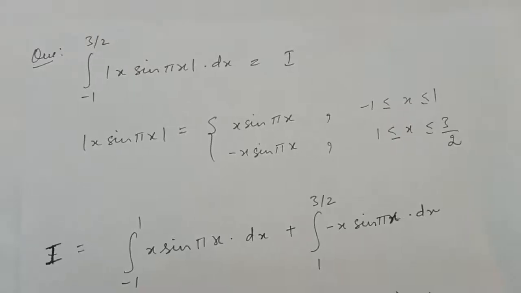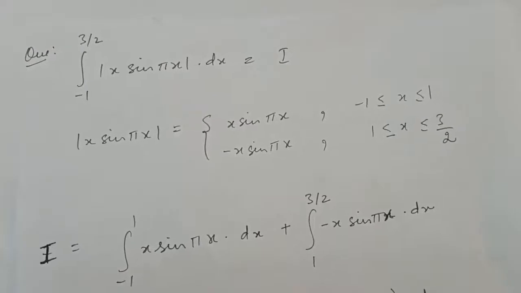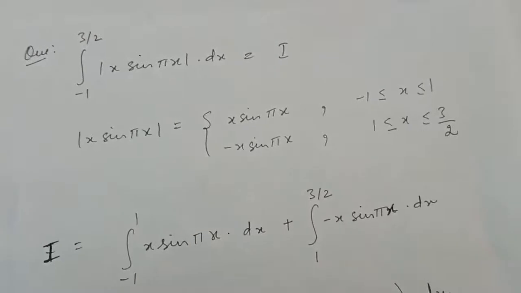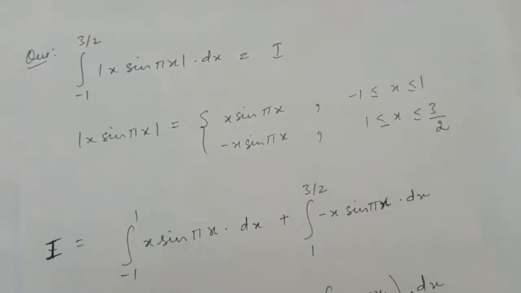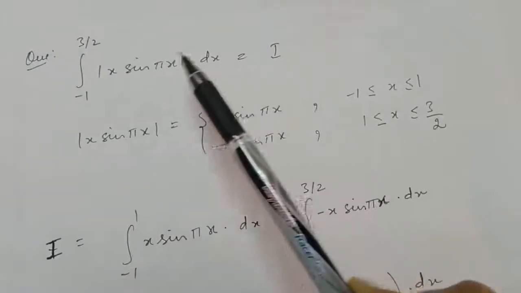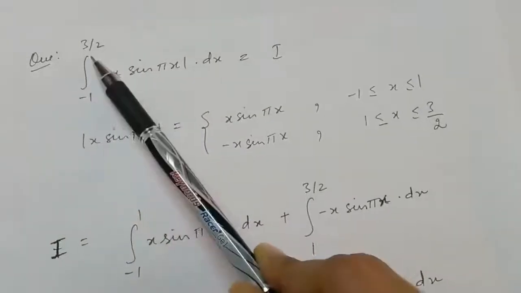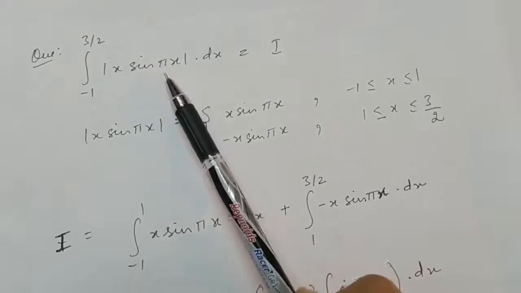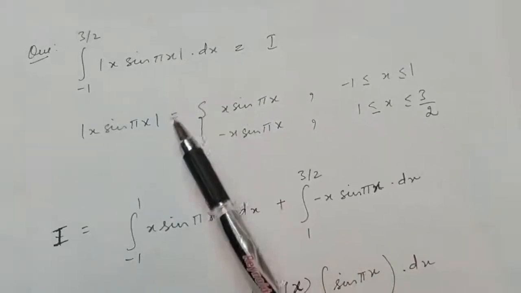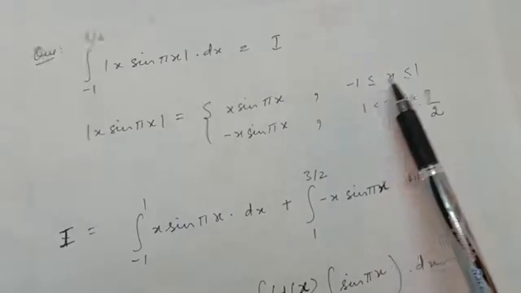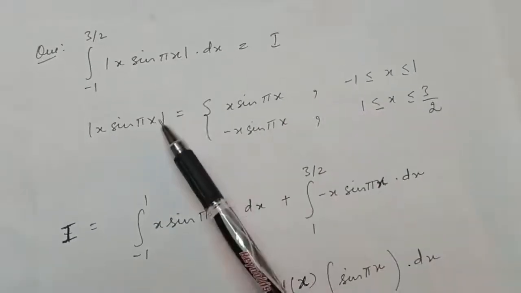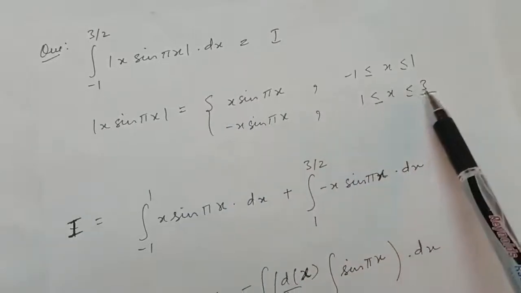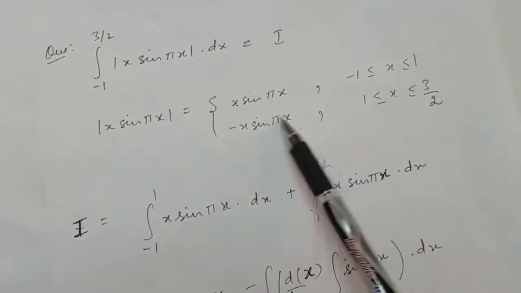The next question is integral of modulus of x into sin pi x. Limits are from minus 1 to 3 by 2. Let this given integral be equal to I. Now we will check in these limits where the value of modulus of x sin pi x is positive and where it is negative. So from the interval minus 1 to 1, the modulus will be positive, and from the interval 1 to 3 by 2, the value of this will be negative.